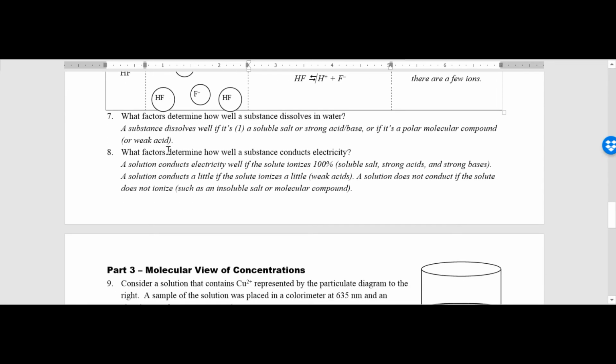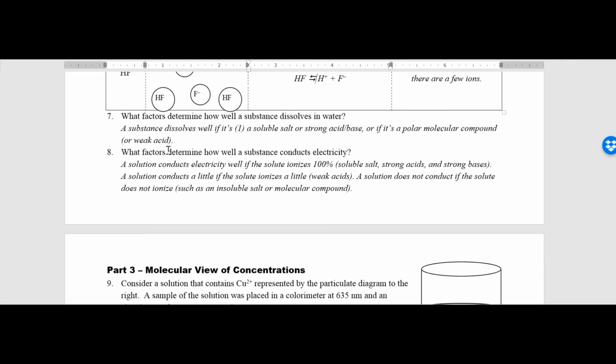Question 7 says, what factors determine how well a substance dissolves in water? So if a substance dissolves well, it's either a soluble salt, so memorize your solubility rules. It is a strong acid or strong base. There are 8 of each of those, I believe. Double check me on it though. Memorize those. They will not give them to you on the AP test. Or if it is a polar molecule, compound, or weak acid. So if it's a polar molecule, it will mix.